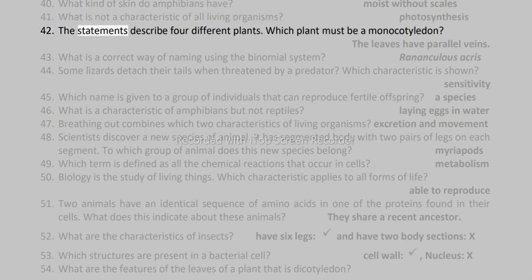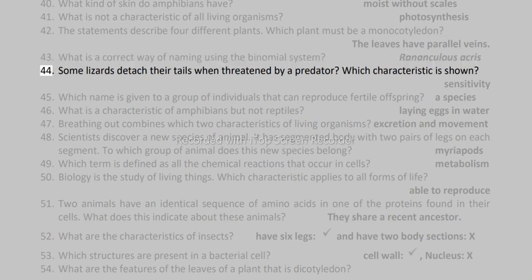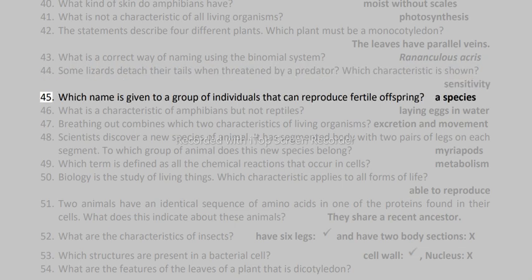42. The statements describe 4 different plants. Which plant must be a monocotyledon? The leaves have parallel veins. 43. What is a correct way of naming using the binomial system? Ranunculus acris. 44. Some lizards detach their tails when threatened by a predator. Which characteristic is shown? Sensitivity.